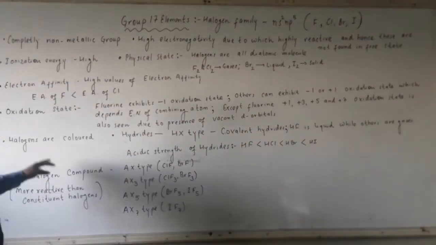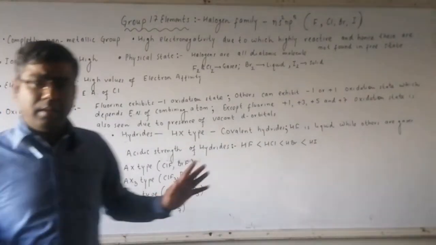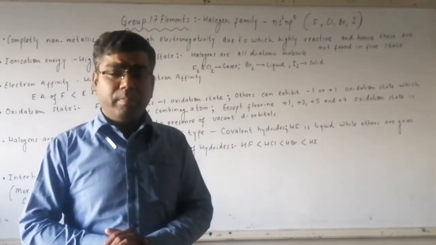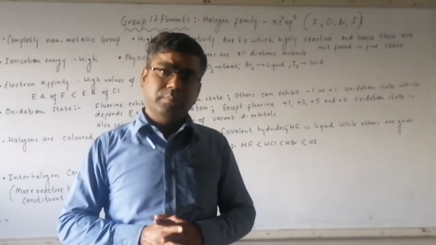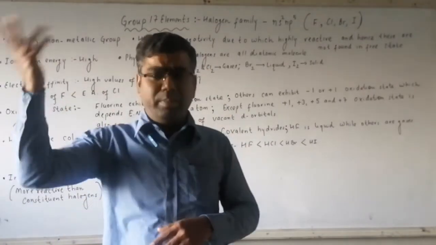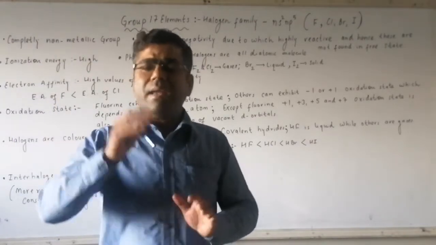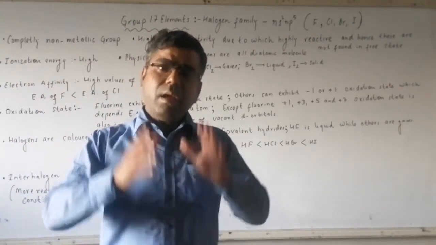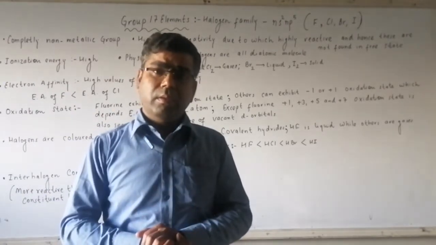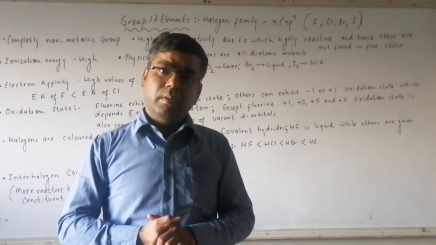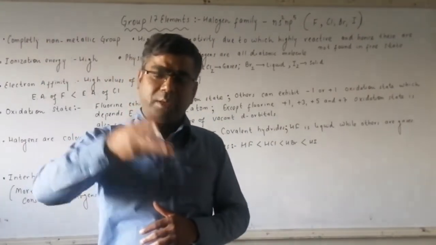Then comes the next point, halogens are colored. All halogens are colored. Reason is very simple. The electrons present in the valence shell gain energy from the visible region and get excited to higher energy level or higher energy state. In higher energy states, the electrons are not stable. So what will they do? They will emit light and come back to the ground state.